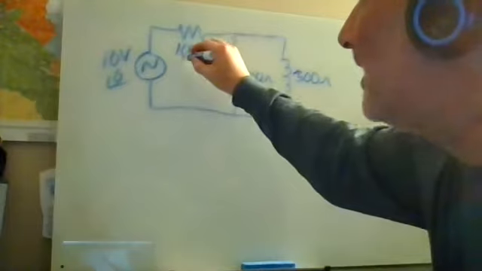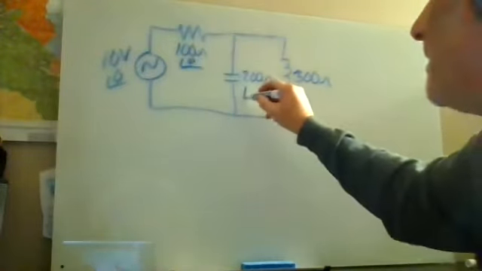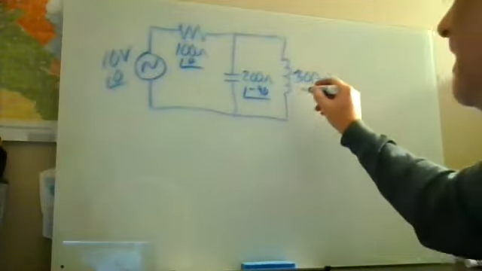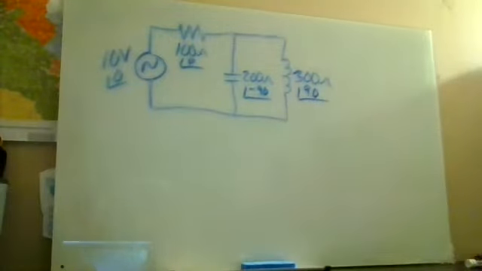Yeah. So I go in and I know my resistors are always at an angle of 0. My capacitors are always at an angle of -90. And my inductors are always at an angle of 90. Okay, so now it's a series parallel circuit. So what do I got to do? Where do I start?